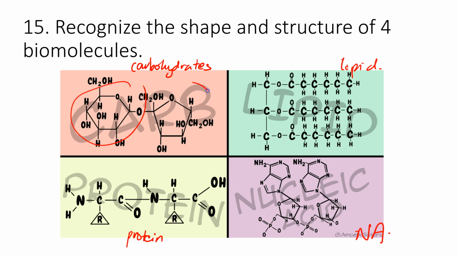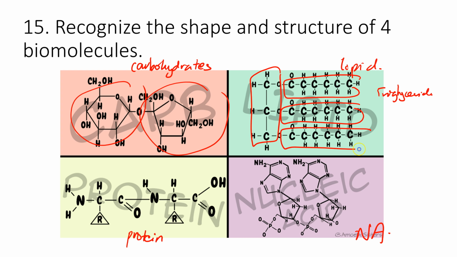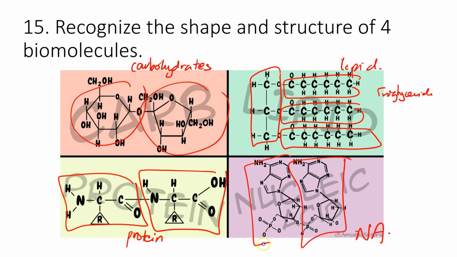a 5-ring shape or 6-ring shape, and lipid, the classic one that we'll be using is triglyceride that has a glycerol and fatty acids. Protein is made out of amino acids, and nucleic acid is made out of nucleotides. So each one of these is a nucleotide.